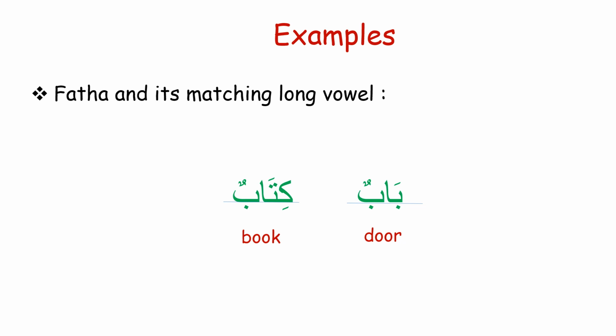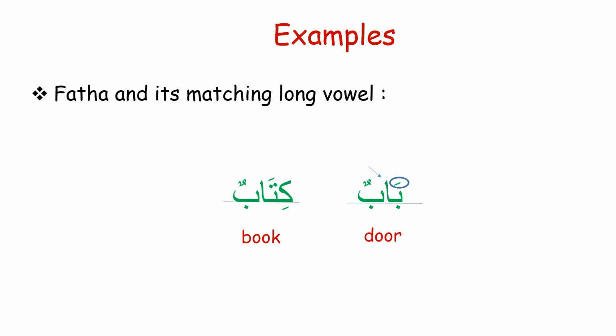Let's begin with the first couple. Babun, Kitabun. As we have mentioned previously, any letter which has fatha on it and that is joined to an alif should be elongated, which is the case here. For the first word, Babun, we have the letter ba in conjunction with the fatha and joined to an alif, so it should be elongated. Listen carefully, please. Babun.